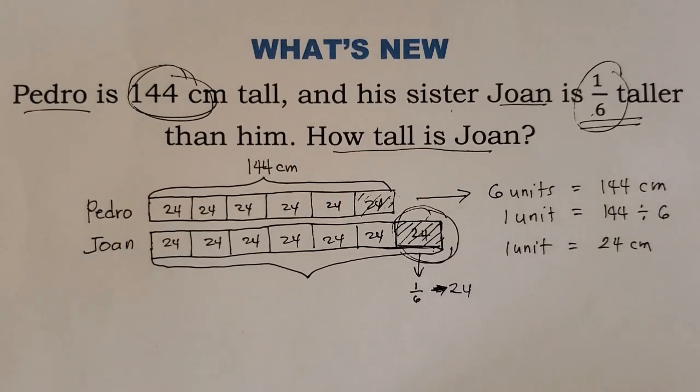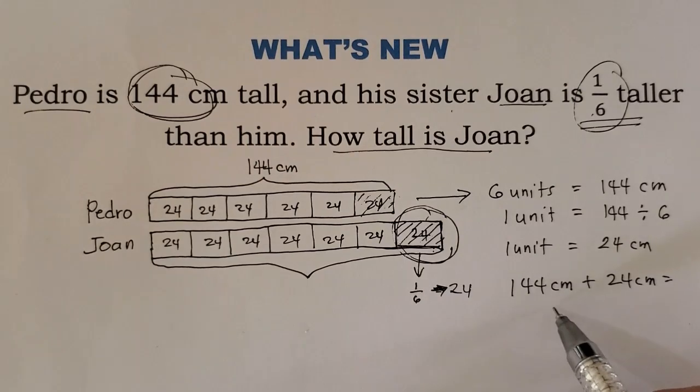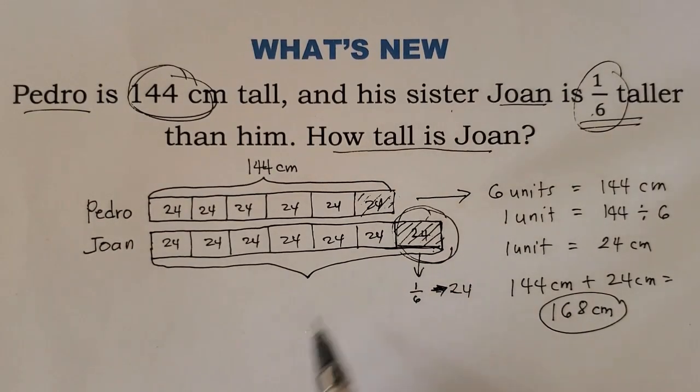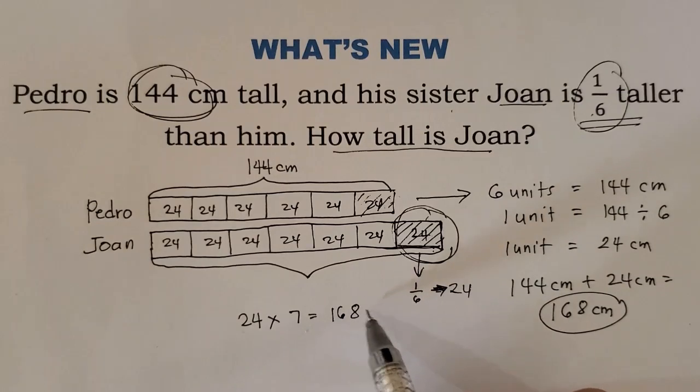So, therefore, the height of Joanne is 144 centimeters plus 24 centimeters. That would give us 168 centimeters, and that's the height of Joanne. So that is also equal to 24 times 7, which is also equal to 168 centimeters. So the height of Joanne is 168 centimeters.